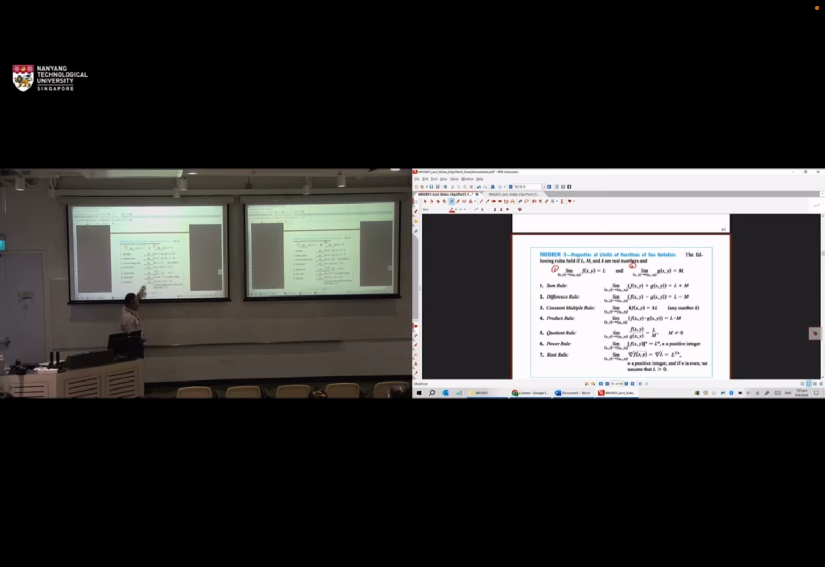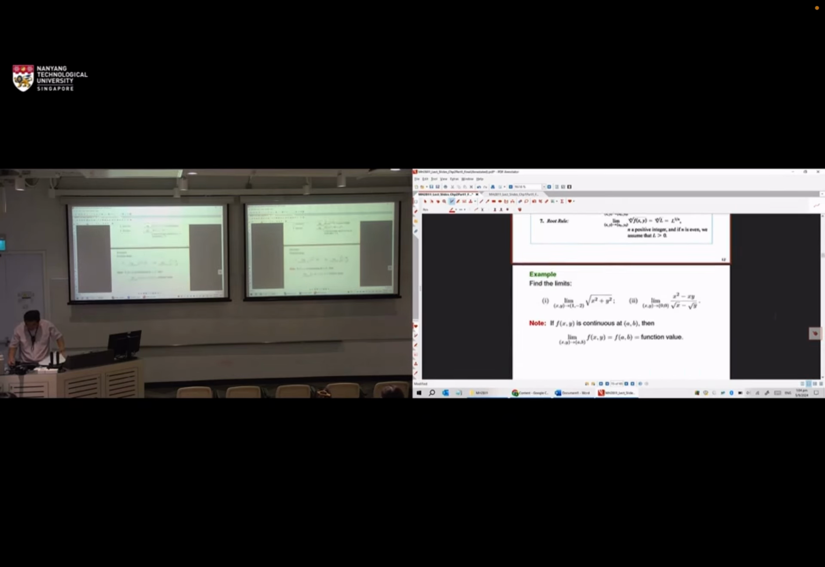All these limits must exist. Very powerful limit rules. So this is f(x,y) minus g, so it's L minus M. You have a k in front, kL. You have f times g, LM. f divided by g, L divided by M, provided M is not equal to 0, of course. You have the limit of f raised to power n, just L to the n. The nth root of f will be the nth root of L. Quite intuitive, right?